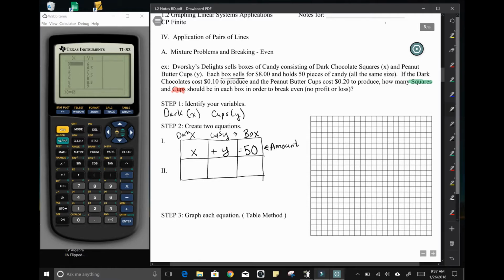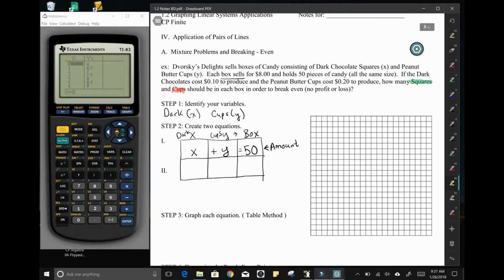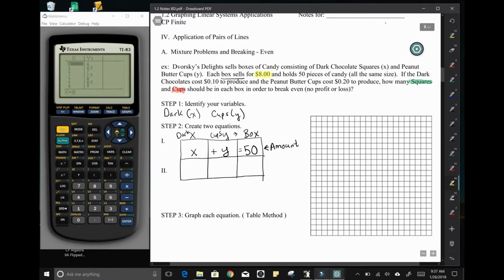All right, the next thing we have not used are things like the costs. So let's look back, okay? Each box sells for $8, holds 50 pieces of candy. So we have a cost here. What else do we have? Dark chocolates cost 10 cents to produce, and peanut butter cups cost 20. So let's just begin to fill everything in here.